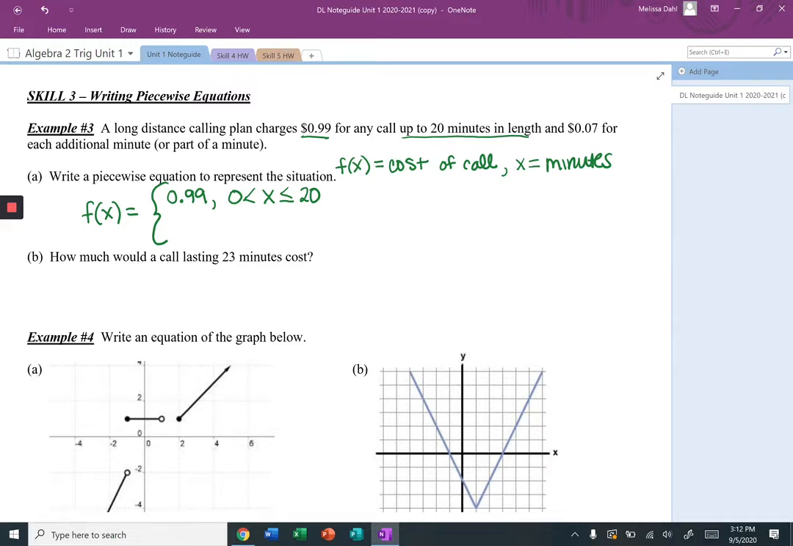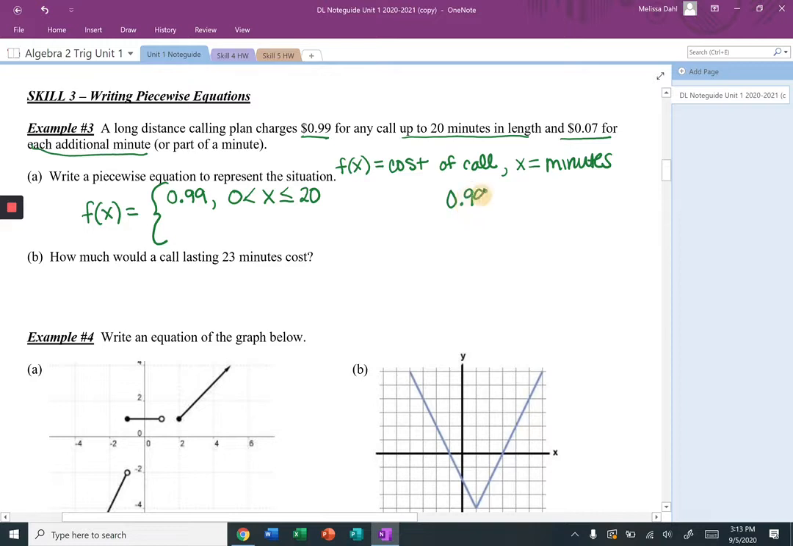The second portion says it's 7 cents for each additional minute. You need to be a little bit careful when you're writing these equations. A lot of us want to write down this to represent 7 cents times the number of minutes. But that would calculate 7 cents times all the minutes that you're on the call. But remember, for the first 20 minutes, you're charged exactly 99 cents. So let's think about that 21st minute. What happens when I go past 20 minutes?